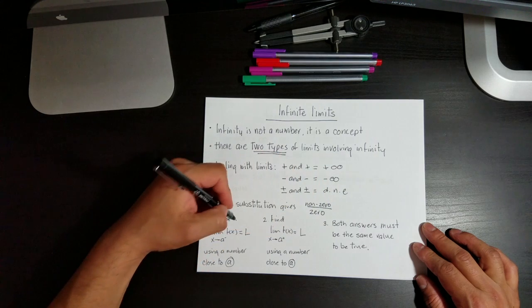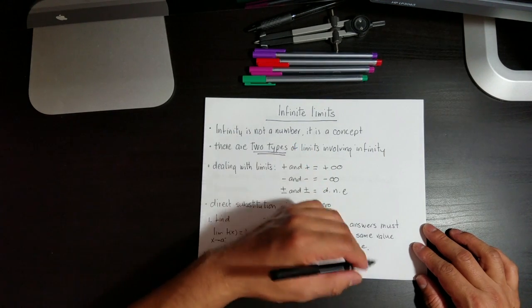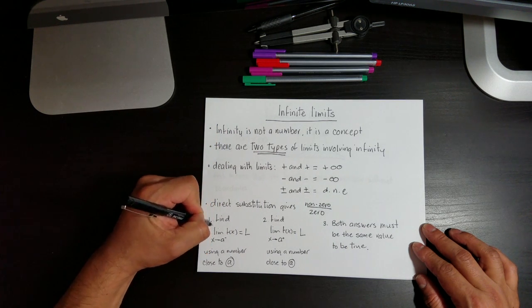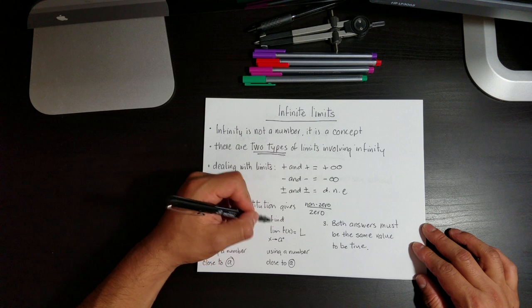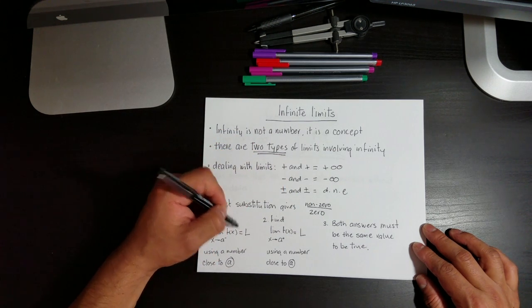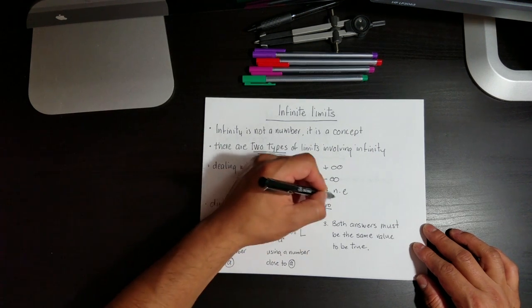In the end, if both results give you the same value, then the limit is true. So if you get positive infinity on number one and positive infinity on number two, that means the value is true. If you get a negative infinity and a positive infinity, that will give you a does not exist.